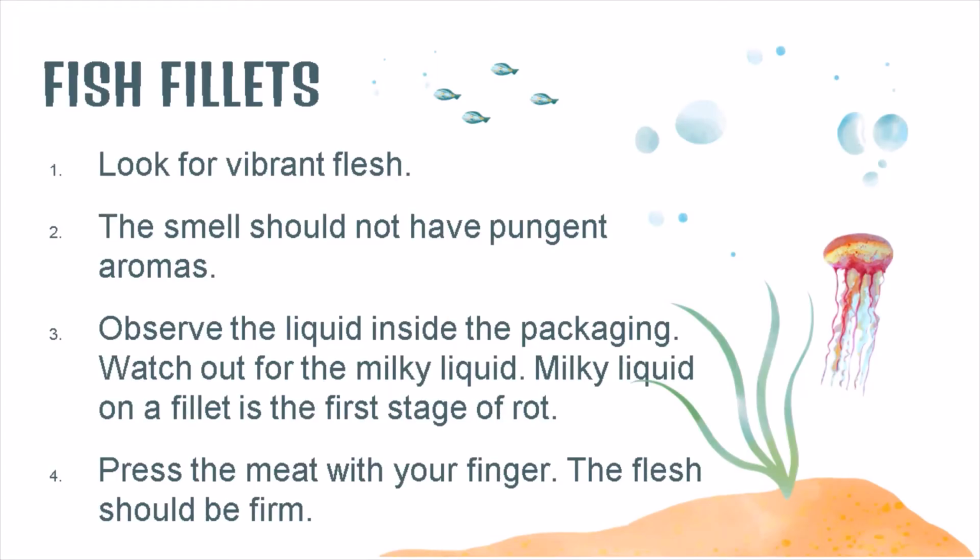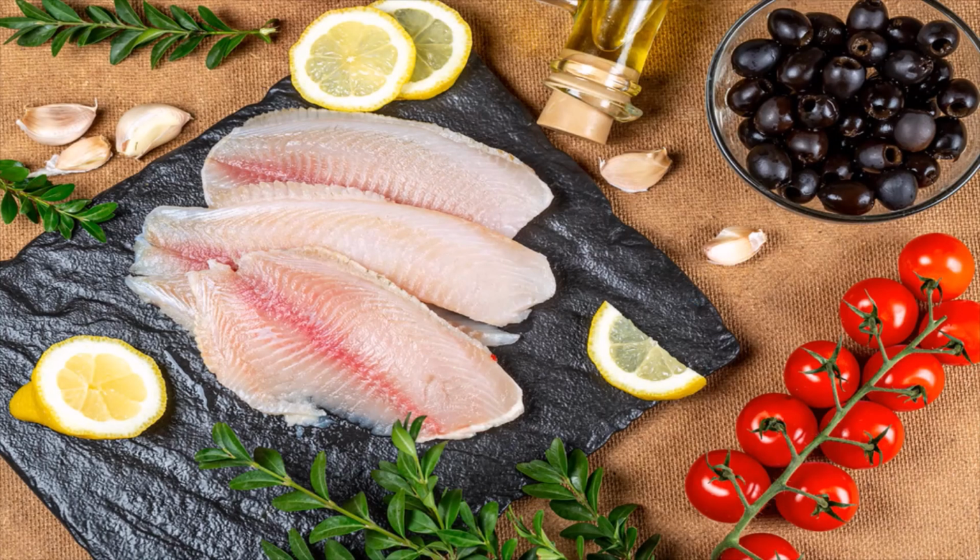For fish fillets, look for vibrant flesh. All fish fade as they age. If the fillet still has skin, that skin should look as pristine as the skin on an equally good whole fish. The smell should not have pungent aromas. Observe the liquid inside the packaging. Watch out for the milky liquid. Milky liquid on a fillet is the first stage of rot. Press the meat with your finger. The flesh should be firm.